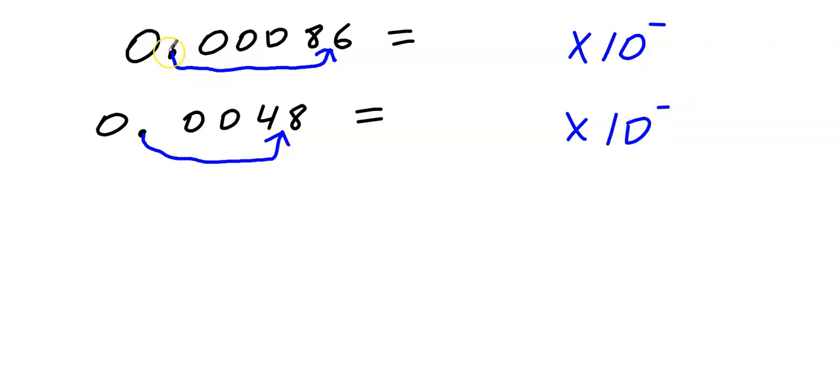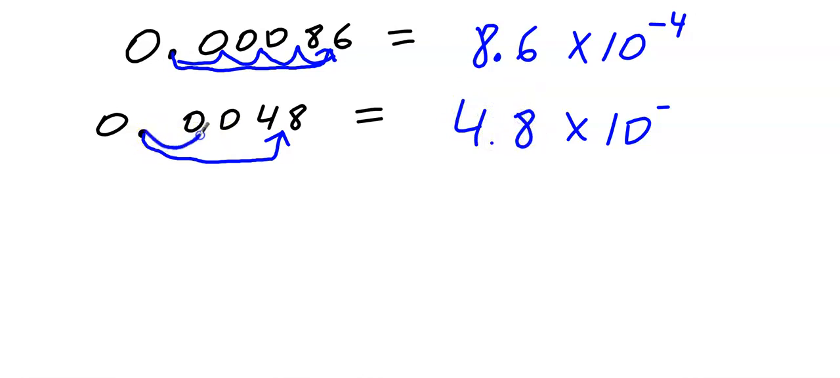So we count how many spaces we had to move. Once, twice, 3 times, 4 times. So it's the negative 4th power, and it's 8.6. This one is 4.8. We had to move it once, twice, 3 times. Remember, every time you have a tiny decimal, the exponent becomes negative when you want to change it to scientific notation.